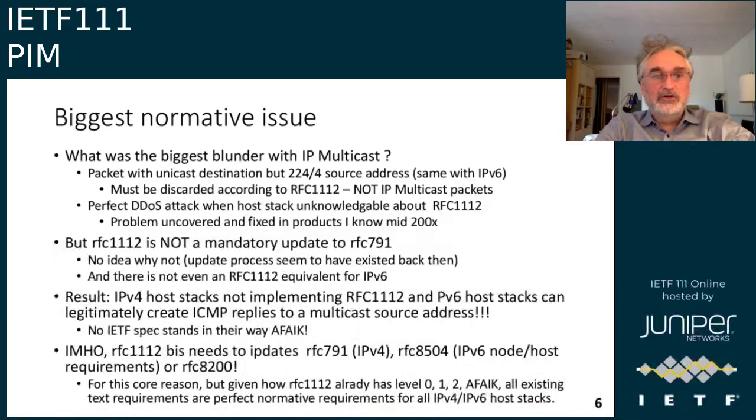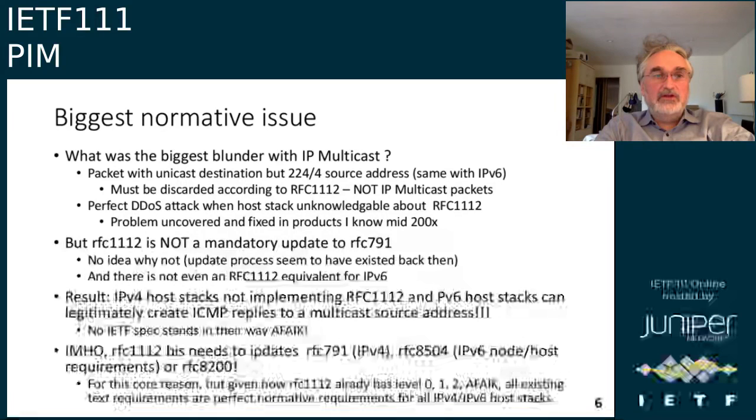We fixed most of it in the early 2000s. But it is not today a mandatory update for 791, IPv4. Obviously, there is nothing even equal for v6. So I think one of the things is that this document will need to end up being a mandatory update for RFC 791 and 8200 or 8504. I still need to figure that out.